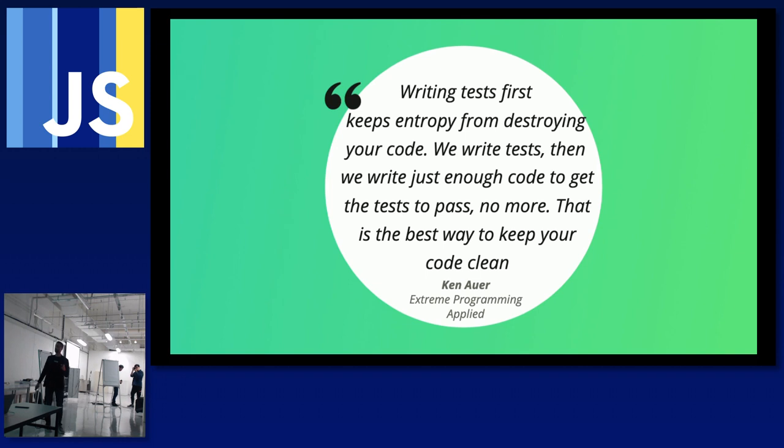Writing tests first keeps entropy from destroying your code. We write tests, then we write just enough code to get a test to pass, no more. That is the best way to keep your code clean. What this means is the idea is really to write a small test, as small as possible, and then to write just enough code to make it pass, and so on and so on. This avoids your code becoming a mess, and this gives you a good structure in your code.